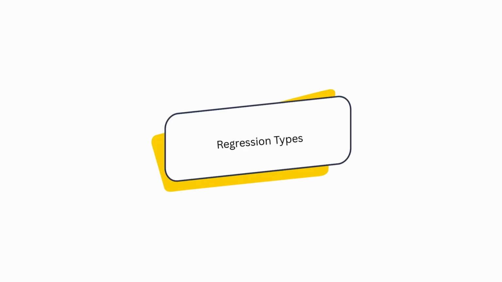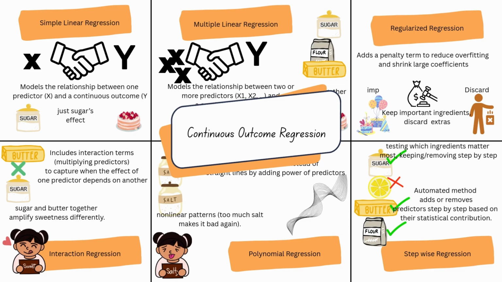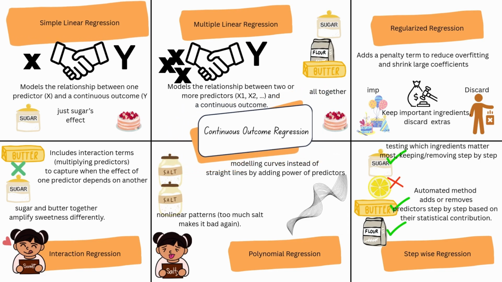Types of regression with continuous outcomes. First is simple linear regression. It models the relationship between one predictor and one continuous outcome. It's like predicting a person's weight based on their height.